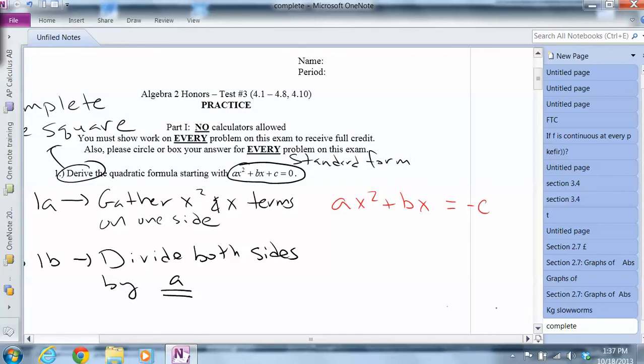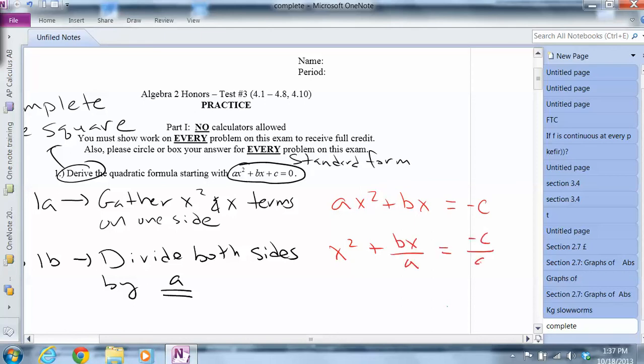So divide both sides by a. So in this case, how would the equation look now if I divide everything by a? Go, Will? Very good.